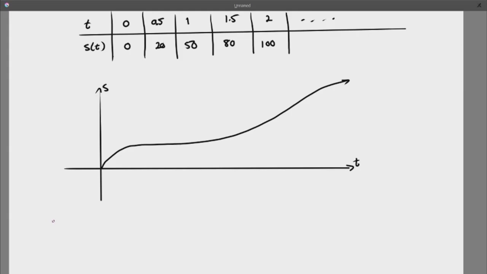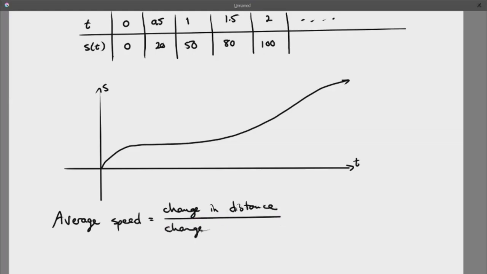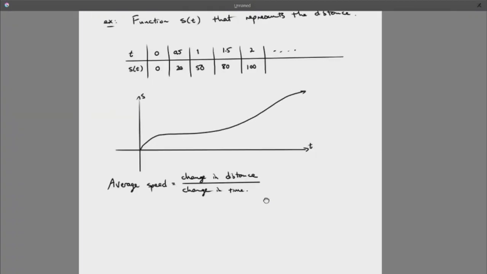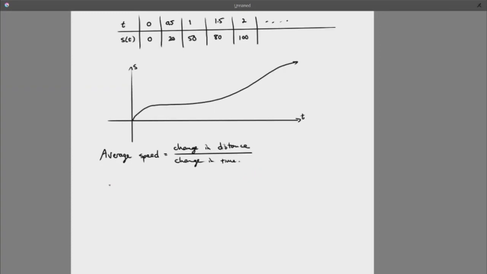So then we can ask questions like average speed. Now I know speed is the change in distance over the change in time. So for my average, let's say over, I'm just going to zoom out a little bit, I can't see everything. Let's say average speed over time 0 to time 1 hour.